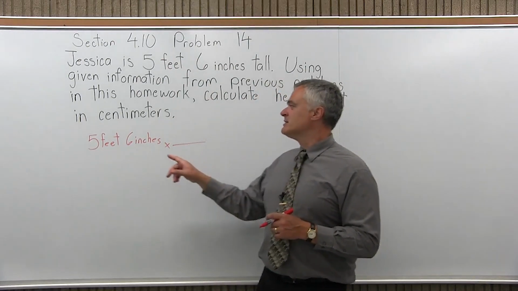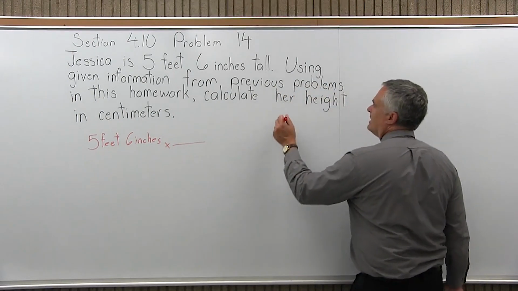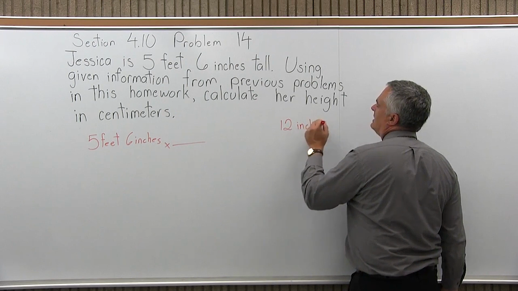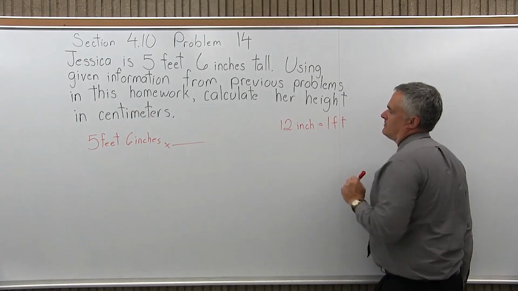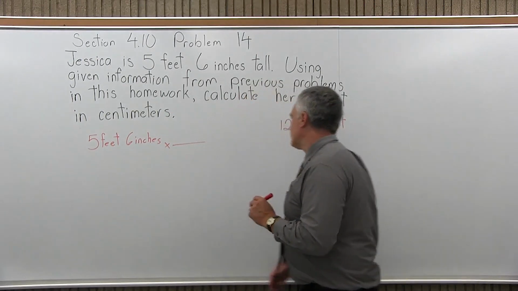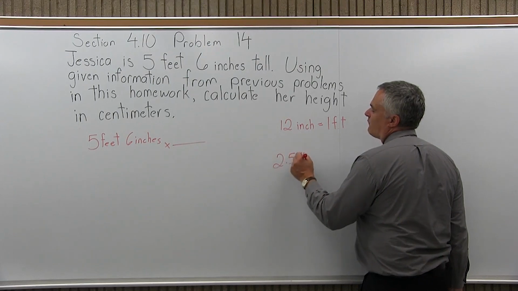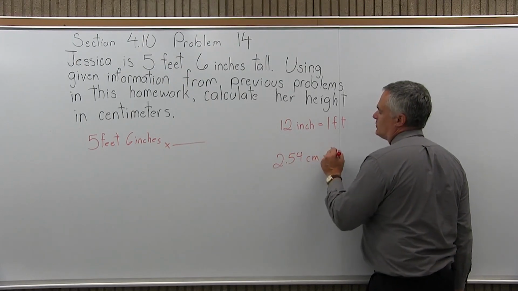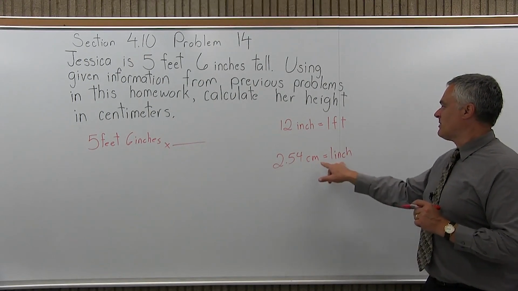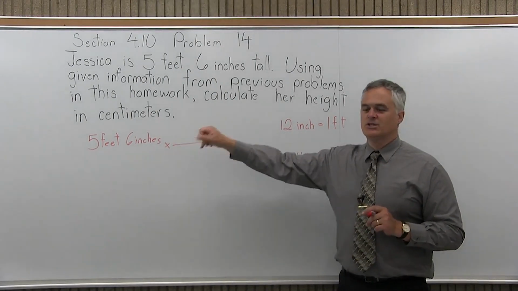But what I had in mind is if you go back to, I think it was problem 4, it tells you that 12 inches equals 1 foot. So what I'd like to do, I want to have it all in inches because from problem 13, I know that 2.54 centimeters equals 1 inch. So I kind of have to work with what I know. The previous problem gave me a centimeter inch conversion, so I'd like all of that to be in inches.